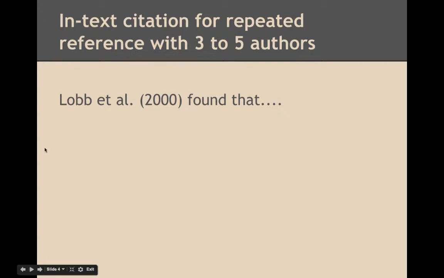Now those three authors, when they're used again in the paper, you would not need to list all three. You would use this form. It's the et al. It's a Latin form that means and others. Et does not take a period. It's a full word in Latin, but this does take a period because it is an abbreviation.